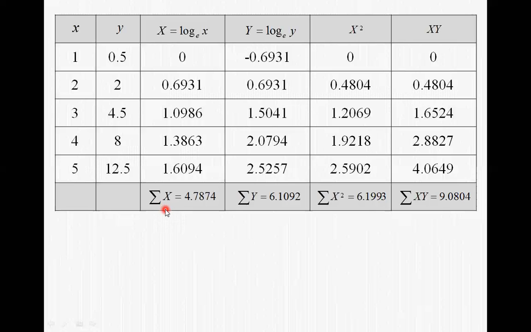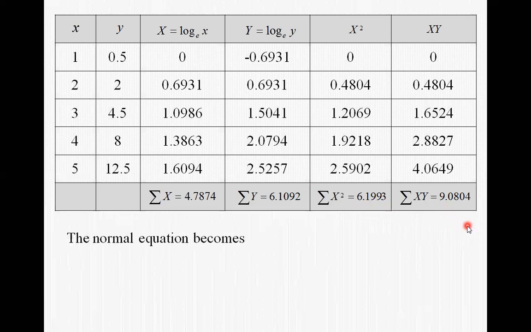Now summation. Summation of capital X equals 4.7874. Summation of Y equals minus 0.6931 plus 0.6931 plus 1.5041 plus 2.0794 plus 2.5257 equals 6.1092. Summation of X square equals 6.1993. Summation of XY equals 9.0804.